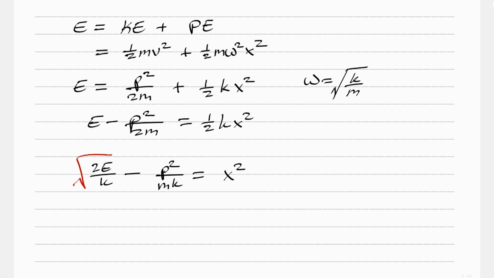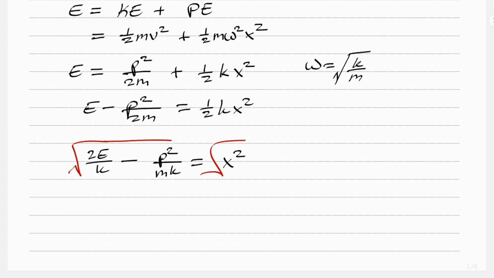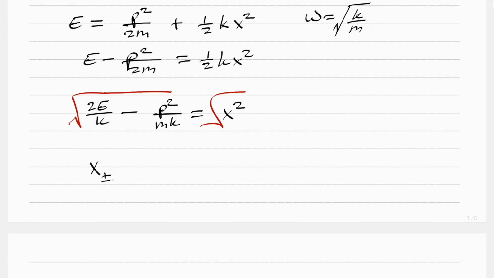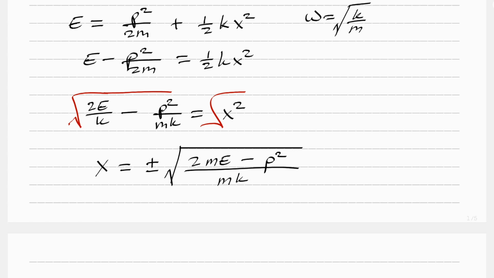Let's just take the square root of both sides, and you get x. I'm going to do plus or minus in order to match with this, though you don't actually have to use that notation. So x is equal to plus or minus the square root of 2E over k minus p squared over mk. Of course, the 2E over k, we can multiply by m over m, or just by 1. And so you get 2mE minus p squared over mk. Save myself a little bit of writing. And so those are our x values in terms of momenta p.